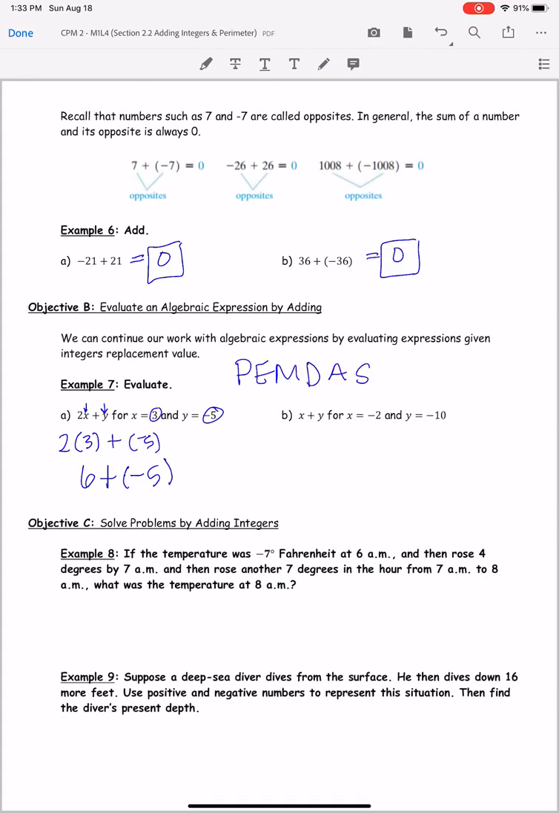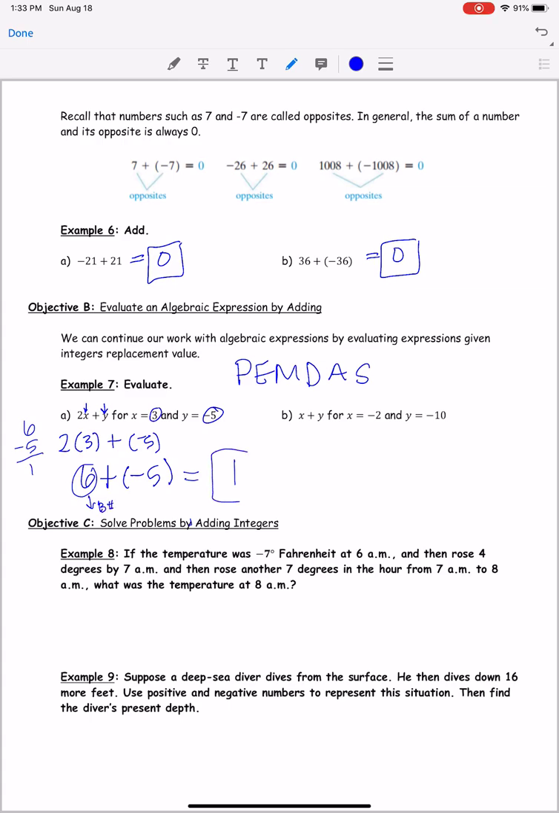So subtract your numbers. 6 minus 5 is 1. Keep the sign of the bigger number. This 6 is the bigger number, and that 6 is positive, so my answer is 1.